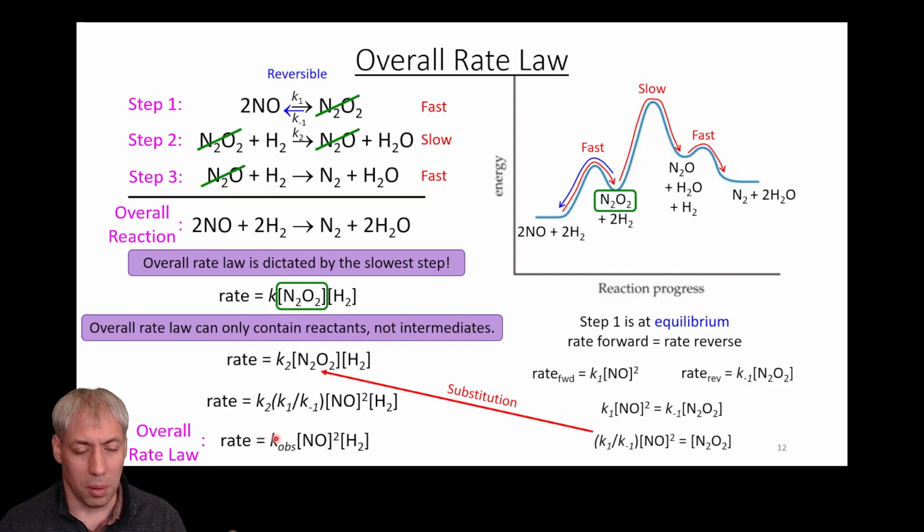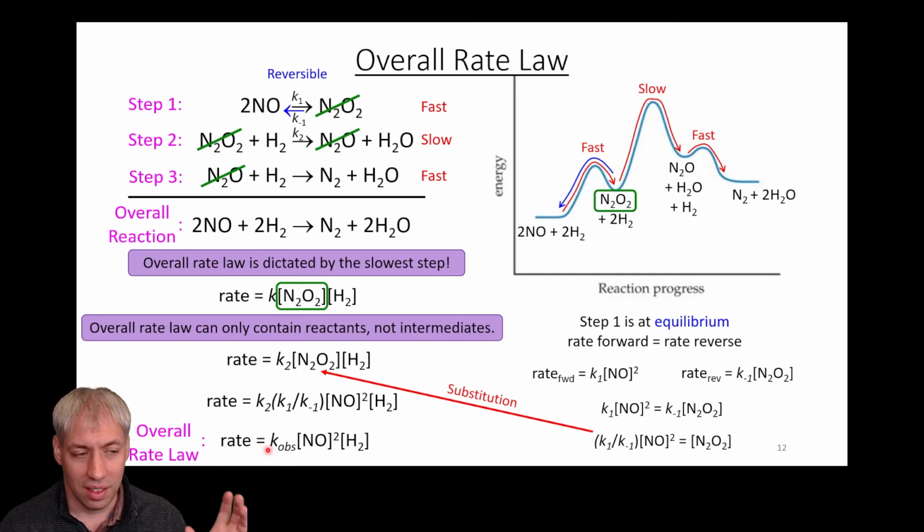And so a couple important points from this. You can't write a rate law in terms of intermediates, so you substitute in until you get reactants. Also, there's a rate constant for each individual step, but there's also a rate constant for the overall reaction, and this is typically called k observed.